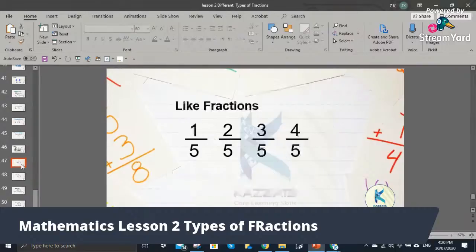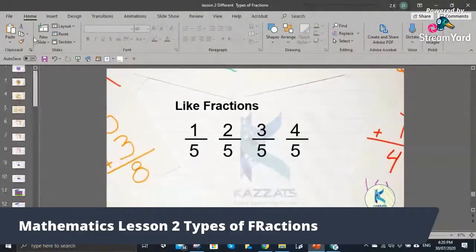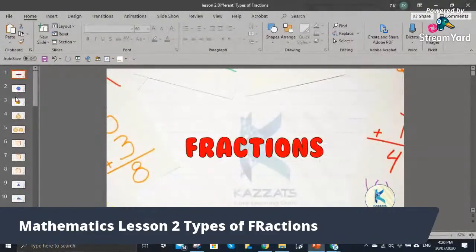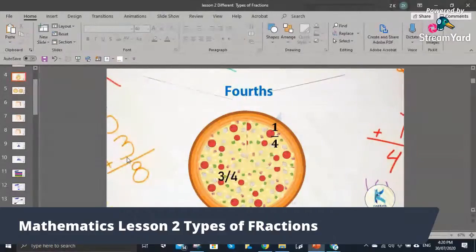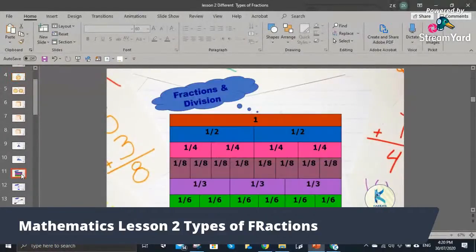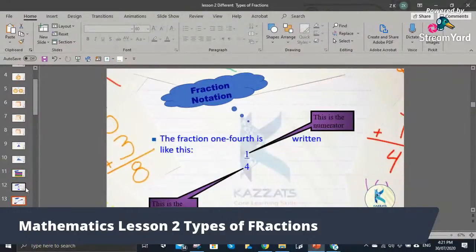So let's summarize our topic. Fraction is a part of a whole. If we can divide any shape equally into many parts, then we can identify a fraction. The upper part is the number of parts that we are talking about, and the lower part is the total number of parts.